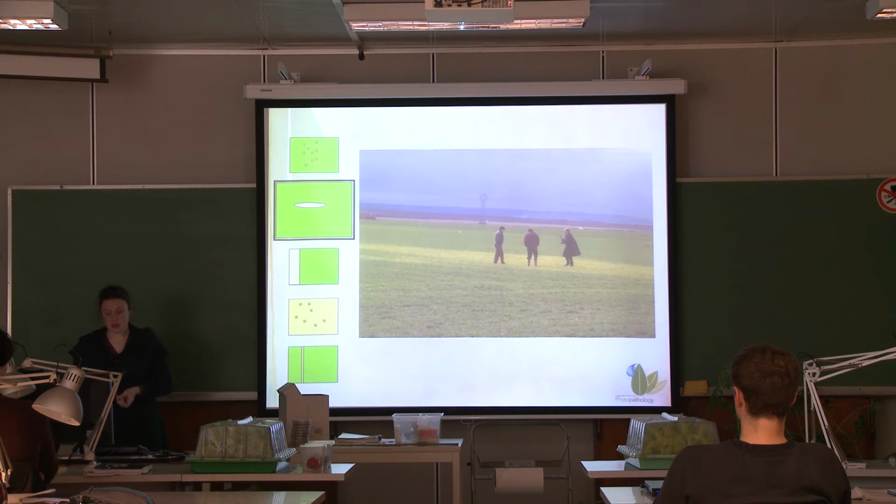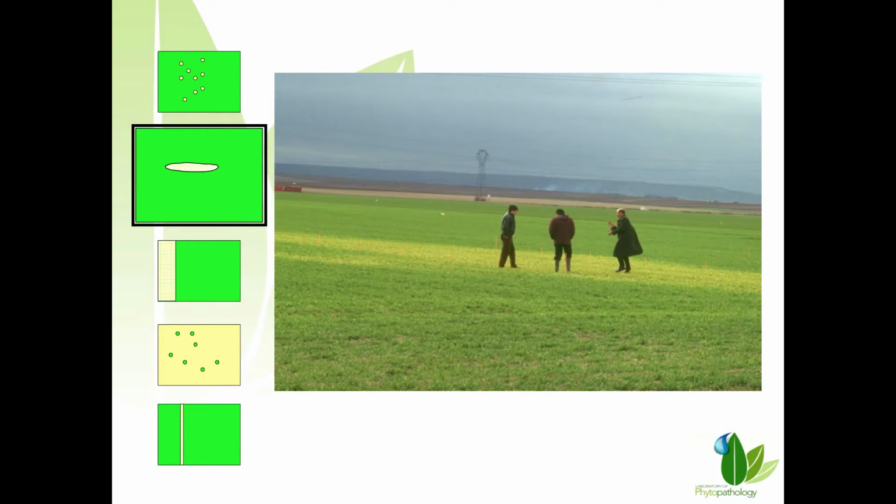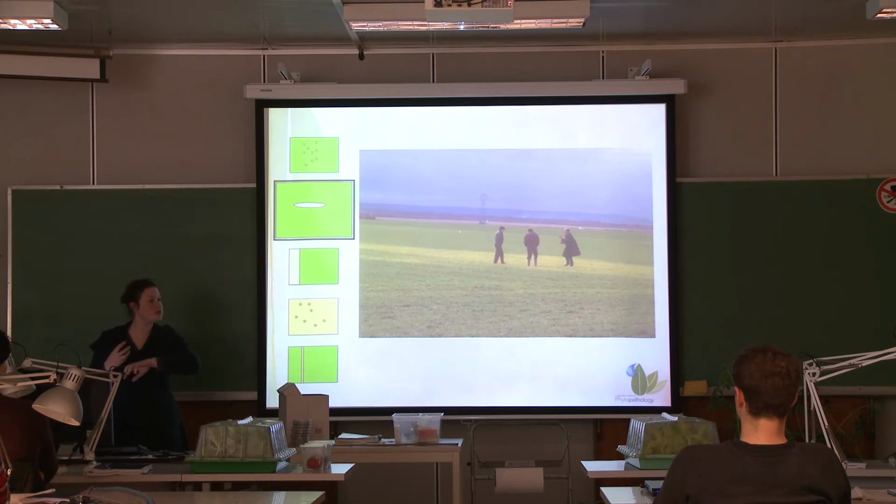Last example here is a yellow spot which is growing from year to year in the direction of the working of the soil. And here we can have a fungus, for example, or a pathogen which is spread in the soil. So it can be characteristic of that also.